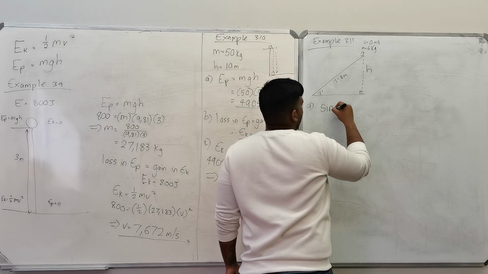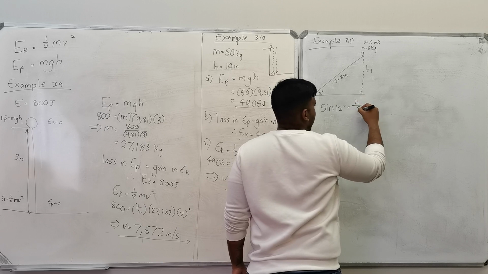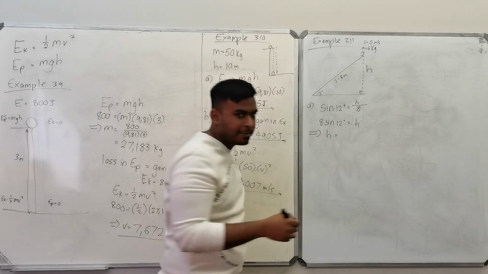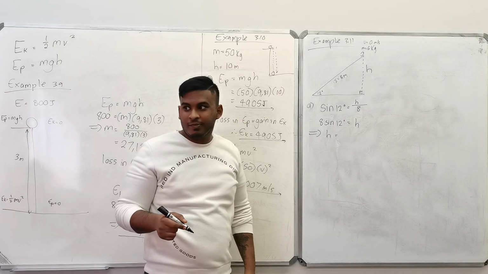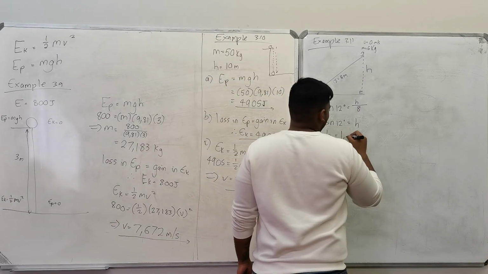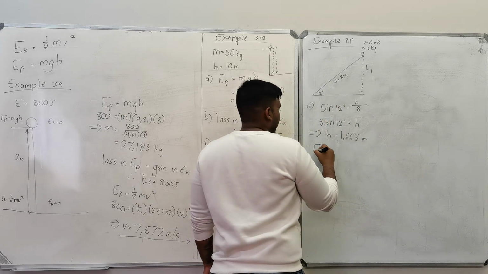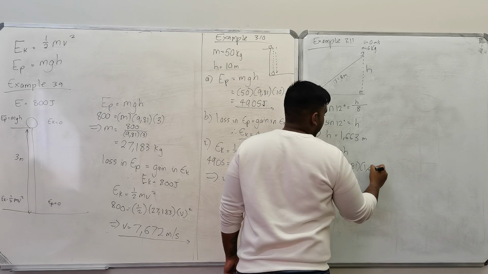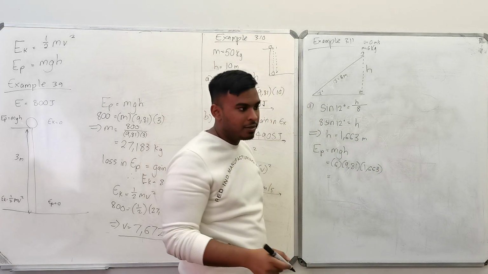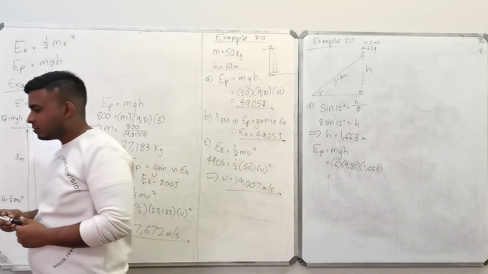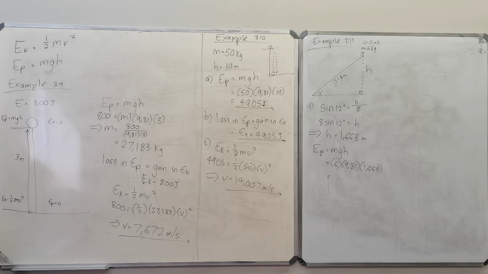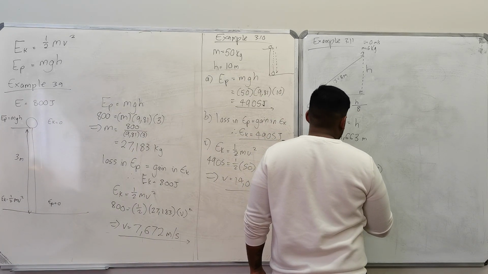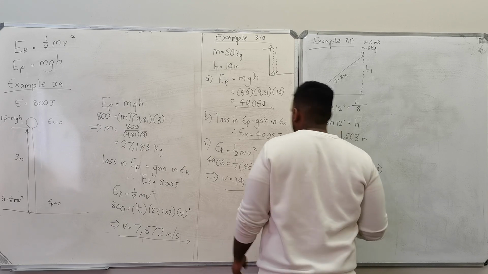Sine of 12 degrees is equal to height over 8. So 8 sine 12 degrees is equal to your height. Therefore your height is equal to 1.663 meters. So using this, potential energy is equal to mass times gravity times height, which is 6 times 9.81 times 1.663, which is equal to 97.884 joules. That's the potential energy.